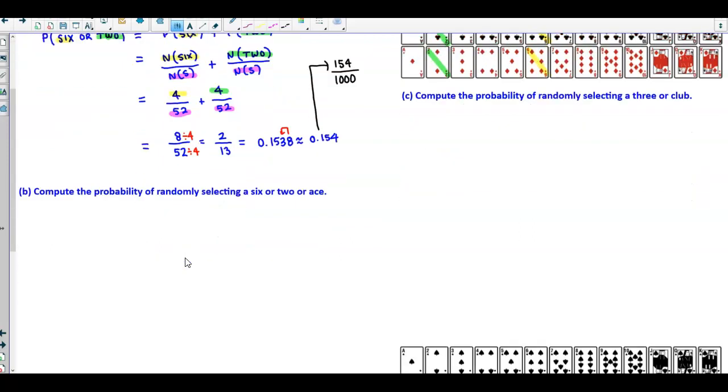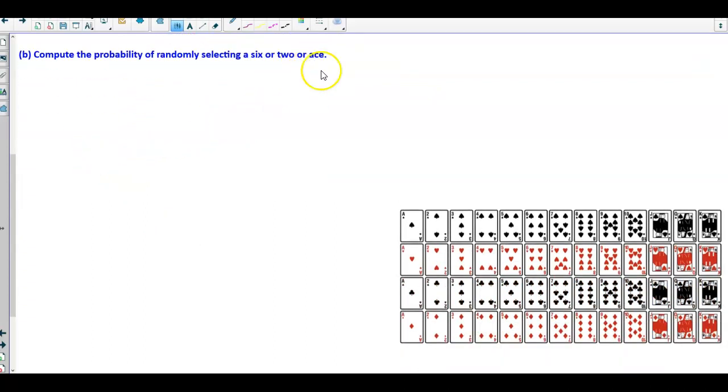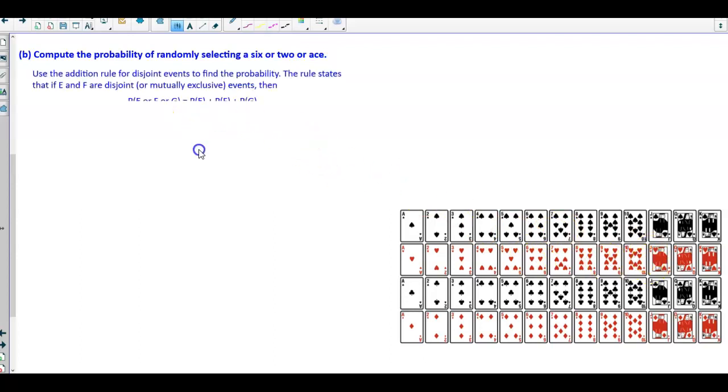Now, what does Part B ask us? We want to compute the probability of randomly selecting a 6 or 2 or an ace. So we're just going to use this one down here. So each 2, each 6, each ace are exclusive. Okay, they do not have anything in common. So we're going to use the addition rule for disjoint events because they don't have anything in common to find the probability. So the rule states that if E and F are disjoint or mutually exclusive events, then the following, well, we have 3 of them. So that means we're going to find the probability of E or F or G, which is equal to the probability of E plus the probability of F plus the probability of G.